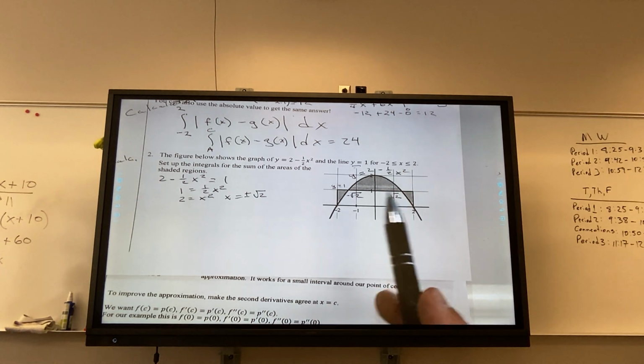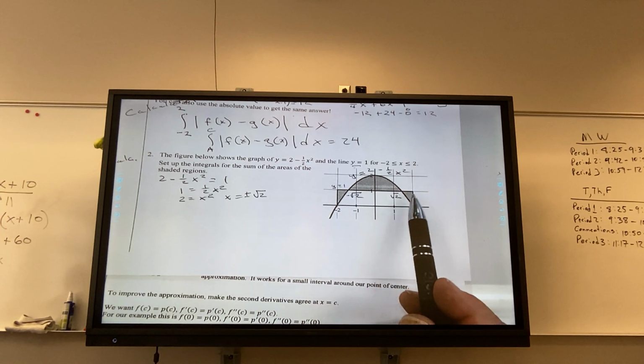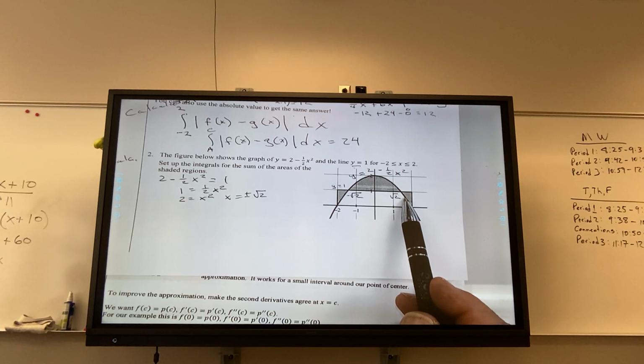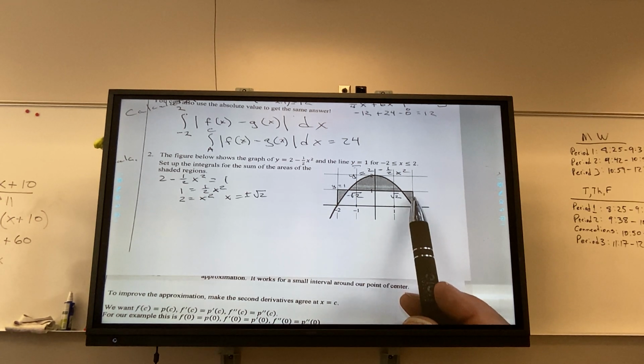Now, Ella, what do you notice about this and this? All the same. They are the same, right? Do you see the symmetry that's here? So if I just figured out one of these and double it, I'm going to have both of them together. Would you agree?